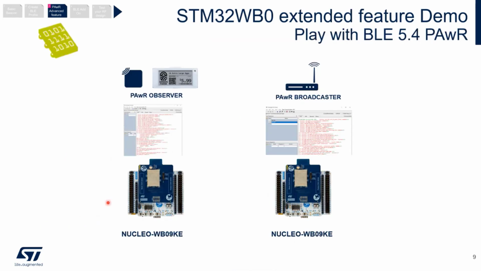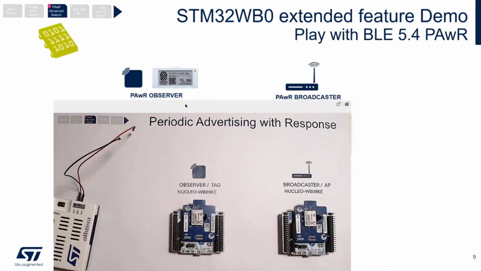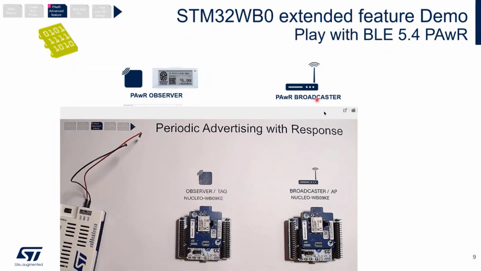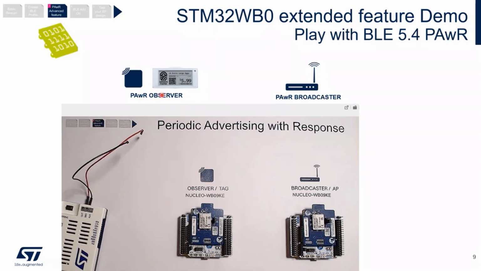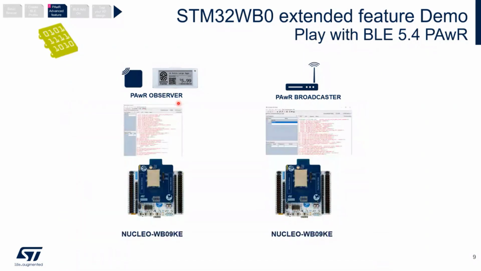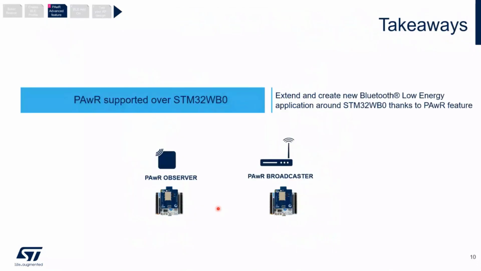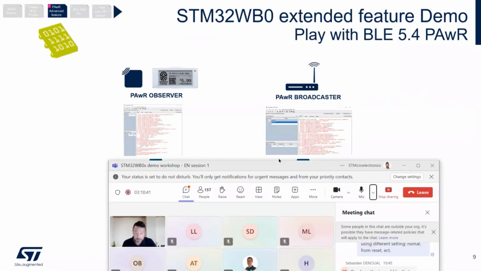So at the end, what do you need? Two Nucleo boards, that's clear. The observer, here on my desk, and the broadcaster. Broadcaster is, let's say, the access point, and the observer is the tag. And we need two dongles. So let's start to play with it.